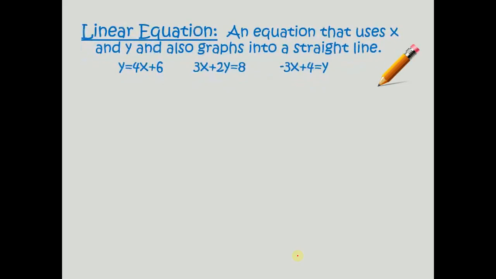Now, what does it mean to be a linear equation, or a linear function for that matter? Well, this is an equation that uses x and y, but also graphs into a straight line. Now, here's a couple of examples. Notice, guys, it doesn't just need to be equal to y. They need to have an x and a y, but neither of them can have an exponent. So there is no exponent located on the x or the y. Technically, there's that 1 there, but it's not a squared or a cubed or anything funky like that.